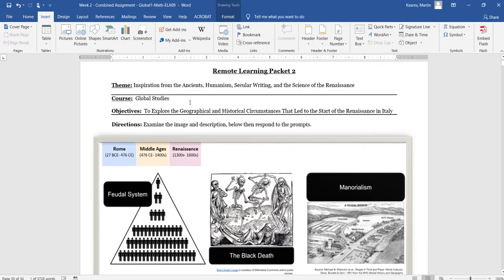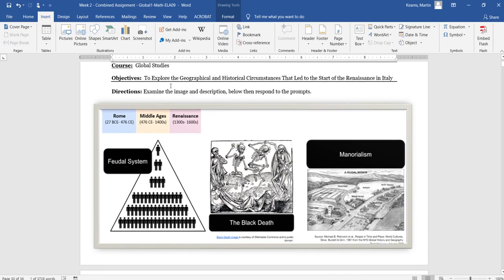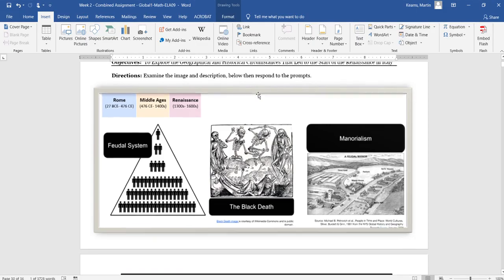So the theme for this packet is inspiration from the ancients, humanism, secular writing, and the science of the Renaissance. I'm going to start with global studies, and the objective is to explore the geographical and historical circumstances that led to the start of the Renaissance in Italy. Okay, so first we examine the image and descriptions below, and then respond to the prompts.